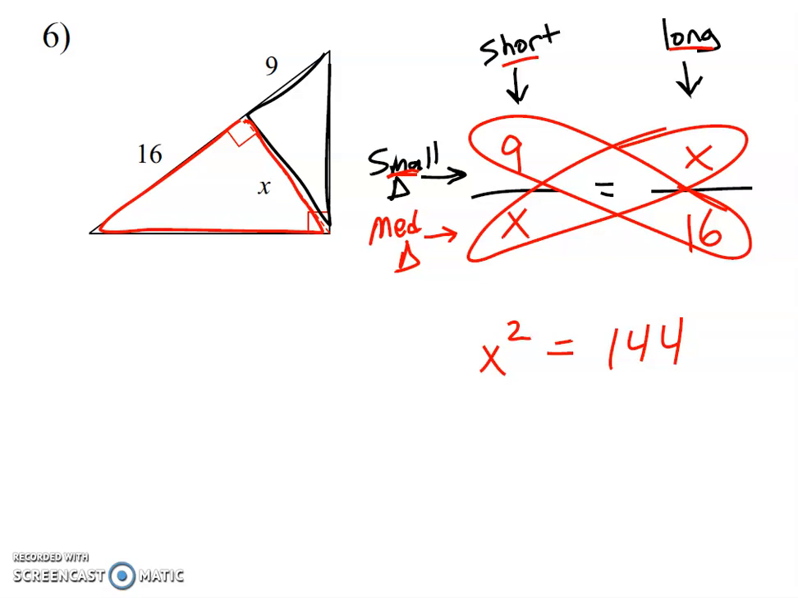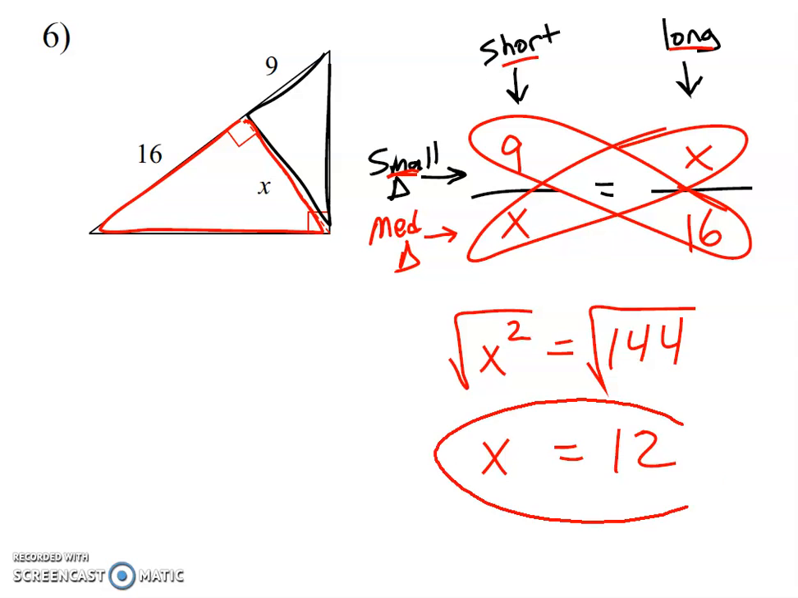And now to get x all by itself, not x squared, I want to take the square root. And if I do it to one side, I've got to do it to the other side. So in this case, x, which is this altitude that was drawn, has to have a value of 12.